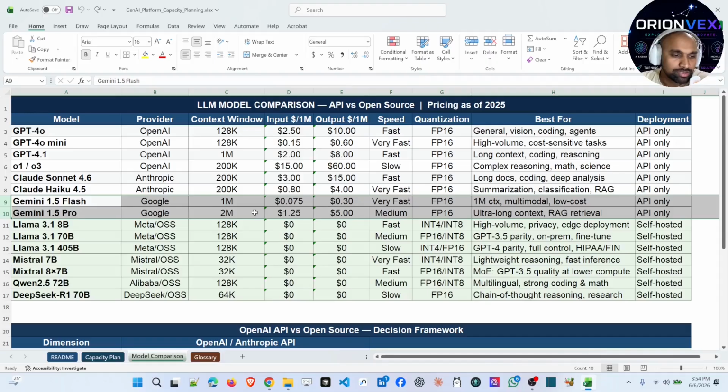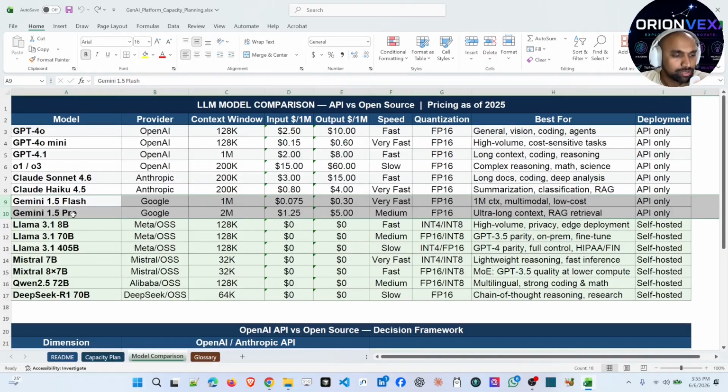Whereas in Gemini, for 1 million tokens, we are getting around $0.075 per 1 million tokens. That is way less compared to any of the previous models. And for the output also, it's costing only $0.30 per 1 million. It's very fast. Same quantization, you can use the 1 million context, multimodal, and it is very low cost.